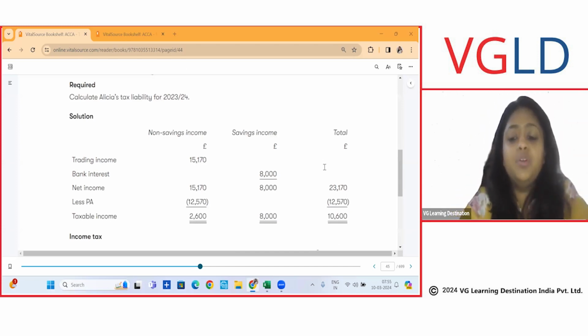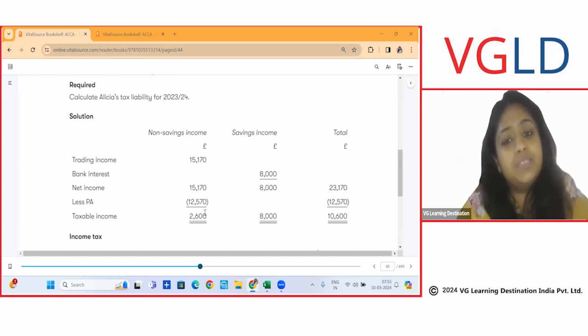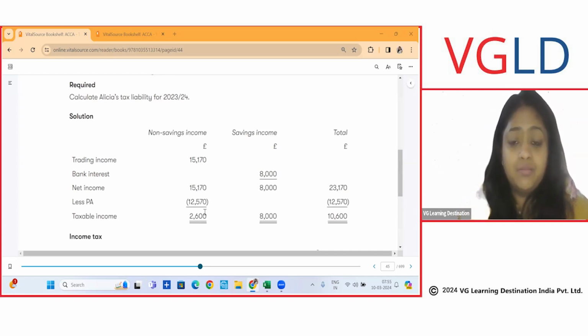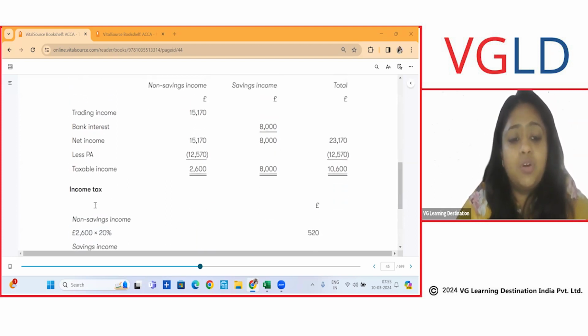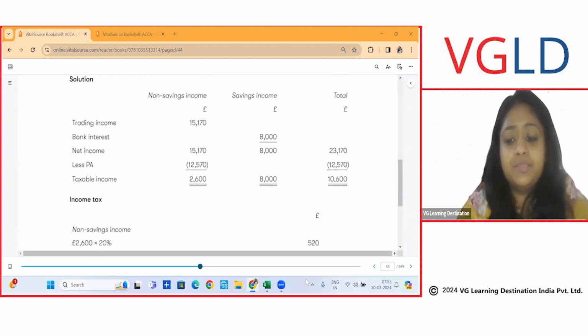Okay. So now you will get 10,600. Now 2,600, you will apply straight away 20% tax on it, because non-savings income will be subject to the 20% rate band. There is no nil rate band available for non-savings income. Remember that. The tax would be 520.